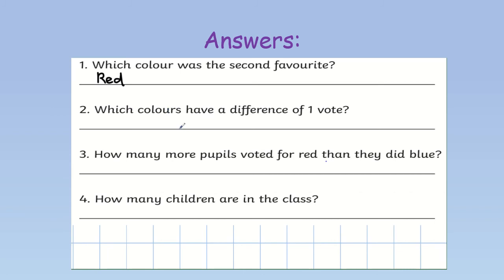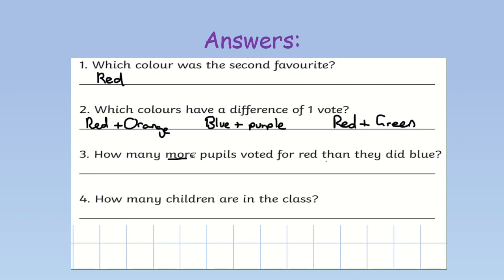Which colours have a difference of 1 vote? Well, there's red and orange, which had 8 and 9 votes. We've also got blue and purple. Blue had 2, purple had 1. Is there another? Well done. Red had 8 votes and green had 7 votes. So 3 different combinations that had a difference of 1 vote.